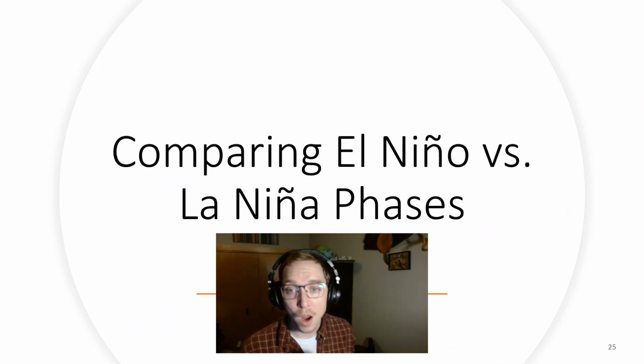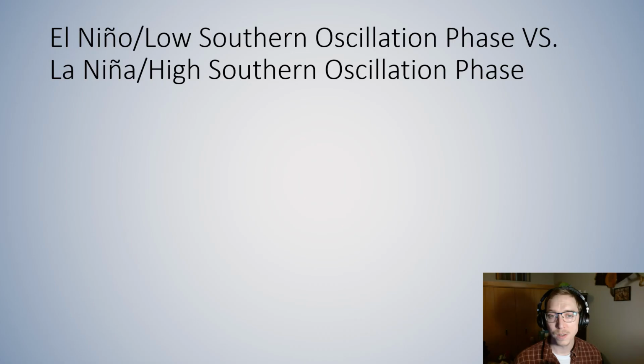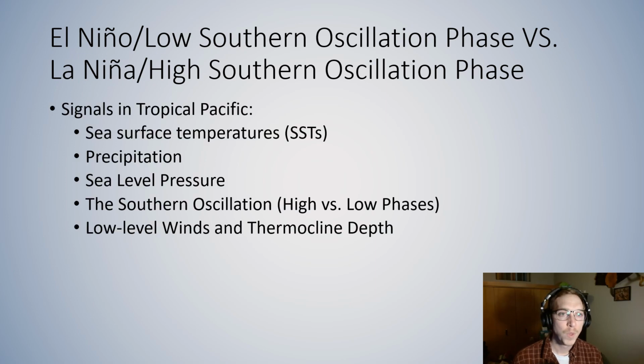So if we were to compare El Nino and La Nina phases, we see signals in the tropical Pacific. That's where the majority of it's coming from. Sea surface temperatures are different, precipitation is different, sea level pressure is different, southern oscillation in high and low phases is different, and then low level winds and thermocline depth differ as well. We saw those in all three of those nice little graphics when we went from average to El Nino to La Nina.